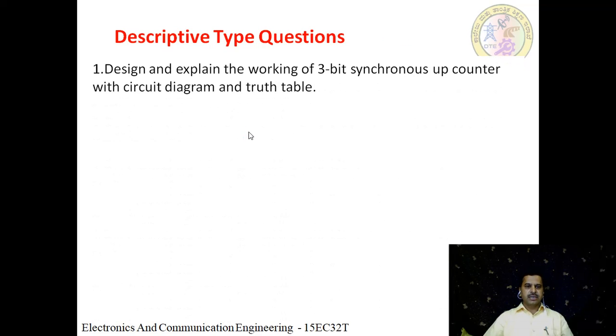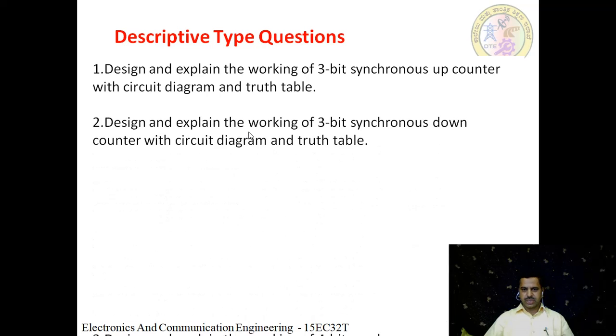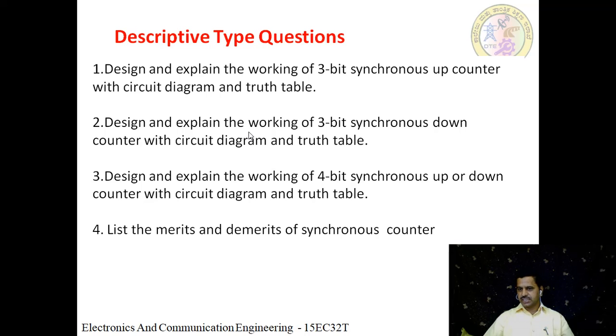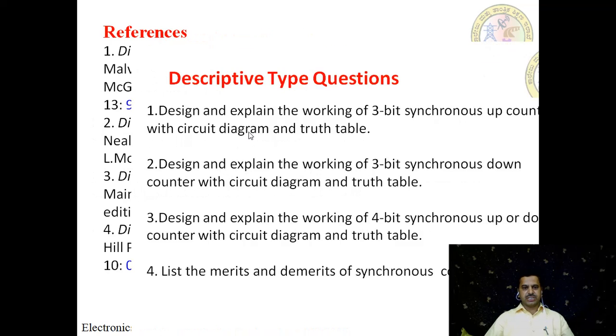Next, descriptive type questions. These are the possible questions that you may get in examinations: working of the 3-bit synchronous up counter and down counter, working of the 4-bit synchronous up counter and down counter, and list the merits and demerits of the synchronous up counter.